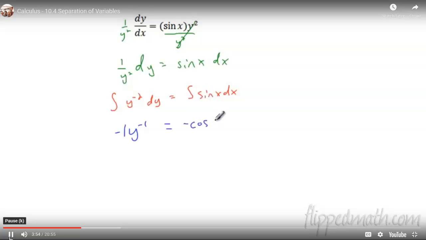I think it's negative cosine, yeah? Make sure you got the negative in front. And now there's the plus c. So you can put it over here and move it, but whatever, you're going to get a constant. I'm kind of lazy, so I'm just going to put it over there.